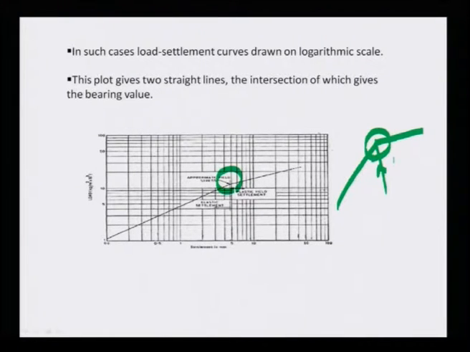So, sometimes it is said that in this approximate yield stress, before this yield stress it is called elastic settlement. From here to here it is called elastic settlement. Beyond the yield stress this is called plastic yield settlement.